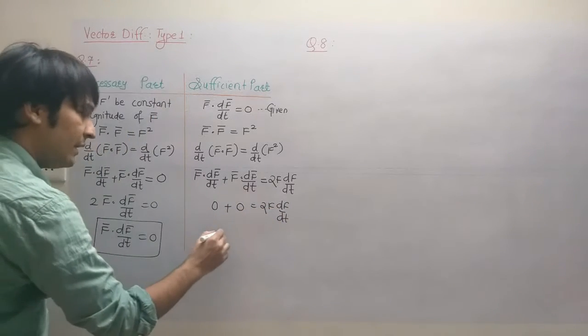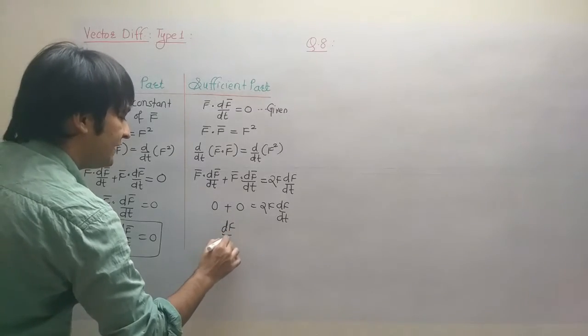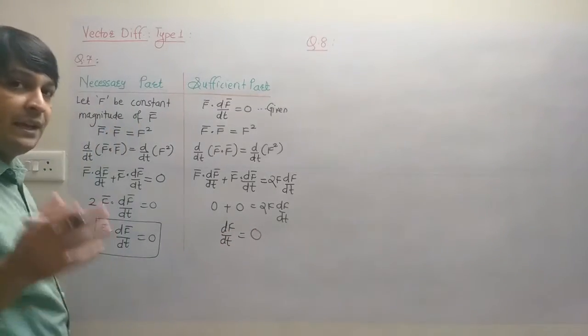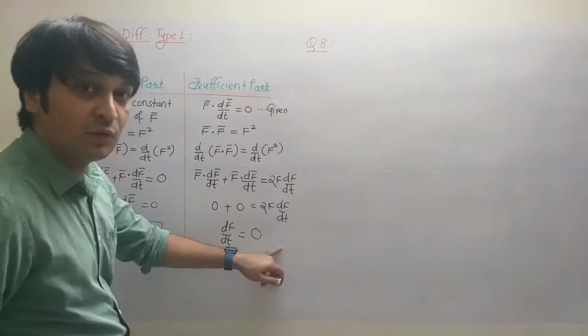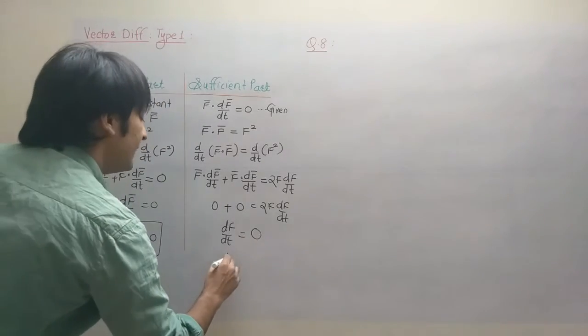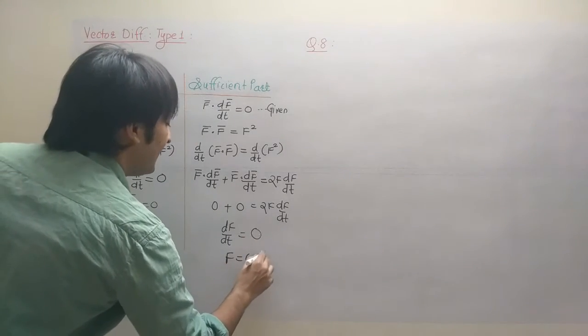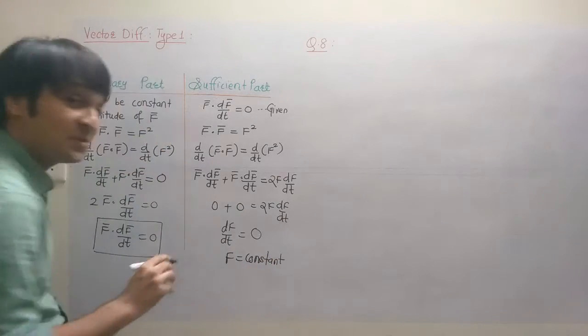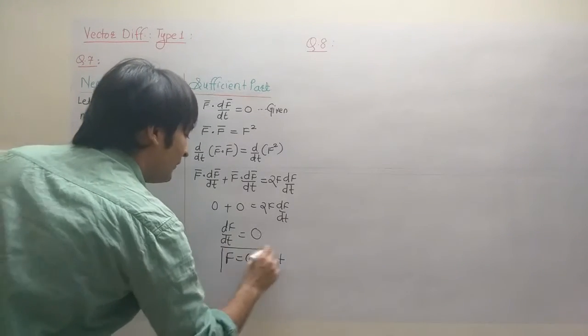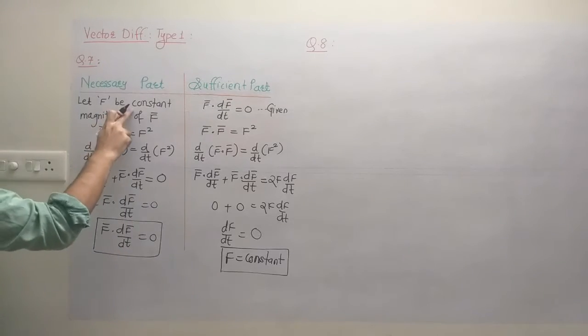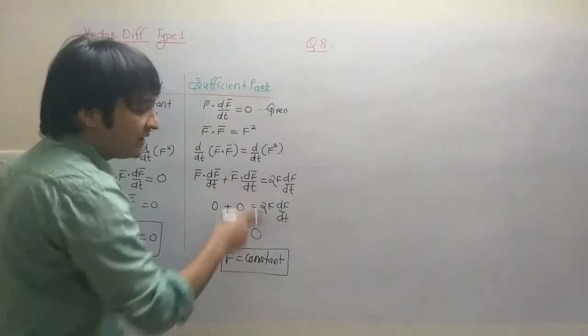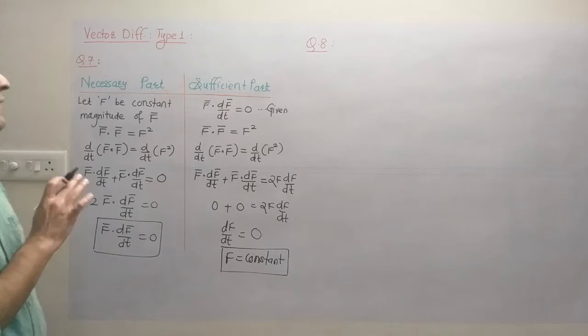This 2f will be 0 here. So what is df by dt ultimately? 0. If the derivative of f is 0, when is a derivative 0? When the term is constant, correct? If the derivative is 0, the term must be constant, and that's the proof. So this is the theorem and converse. If it is constant, this is 0. If this is 0, it must be constant. So this is the 7th proof.